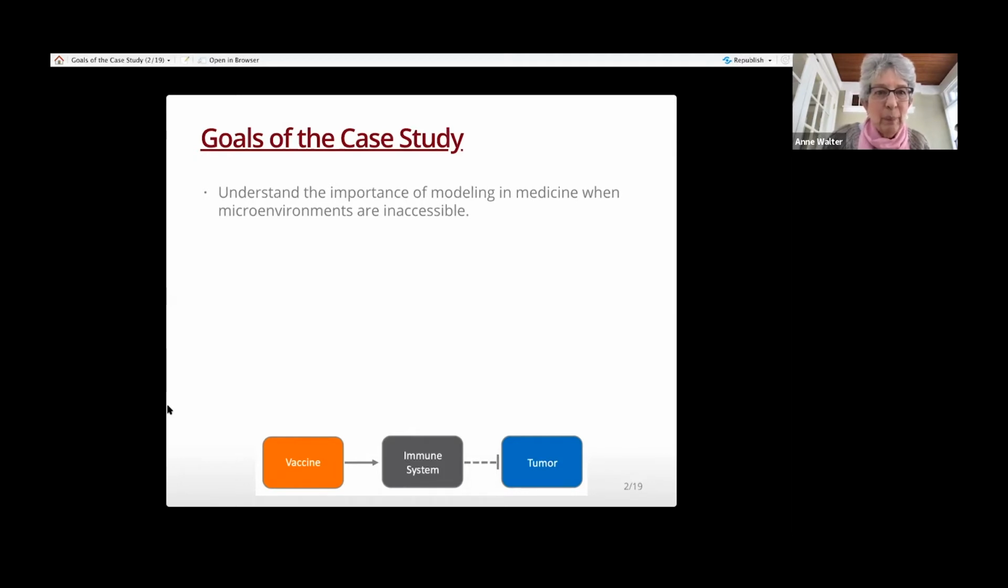So the goal of this case study is really to, first of all, understand why modeling is important in medicine. In particular, a case like this where microenvironments, i.e. the immune system, and the really specific spot of the tumor are inaccessible. We can't get data from them. So how can we learn anything if we only have the final output data, the size of the tumor?